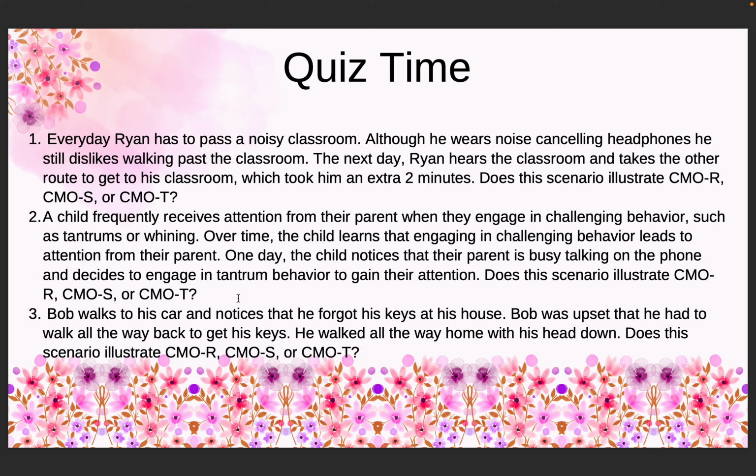Number two. A child frequently receives attention from their parent when they engage in challenging behavior, such as tantrums or whining. Over time, the child learns that engaging in challenging behavior leads to attention from their parent. One day, the child notices that their parent is busy talking on the phone and decides to engage in tantrum behavior to gain their attention. Does this scenario illustrate CMO-R, S, or T? Again, we can ask ourselves some questions. Is there some sort of threat or something adversive in this situation?